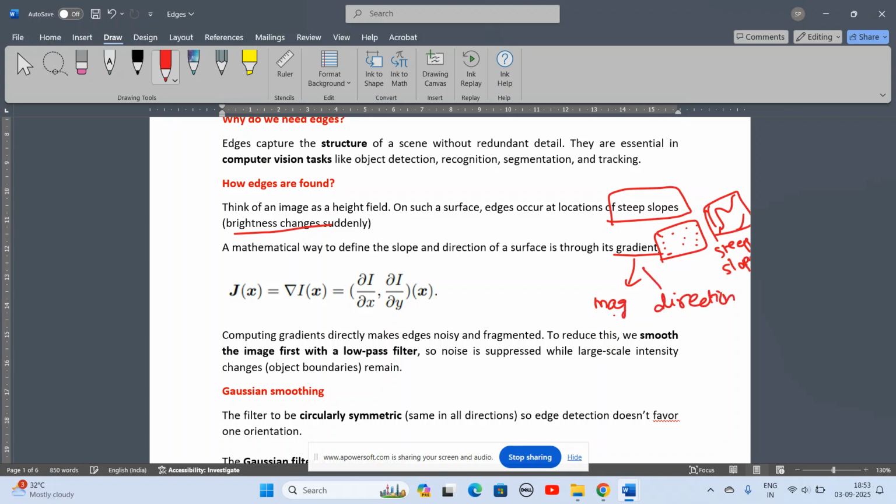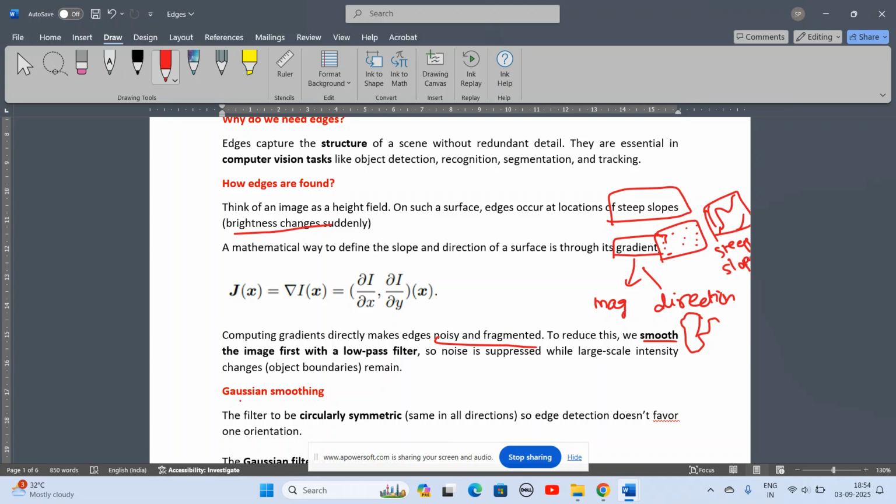Magnitude as well as direction. Direction means the edges do not always follow the same way, right? The edge may be of some shapes. So I need to find the direction as well as the value of that edge, and that is known as the gradient. Applying the gradient directly would result in noisy as well as fragmented edges. Fragmented edges means the edges would be broken. So first I have to apply smoothing, and then I have to apply the gradient.